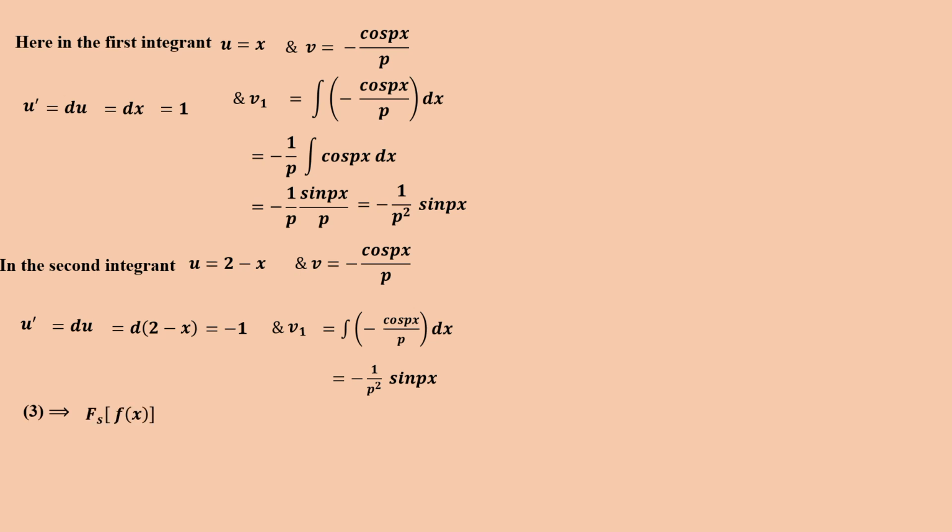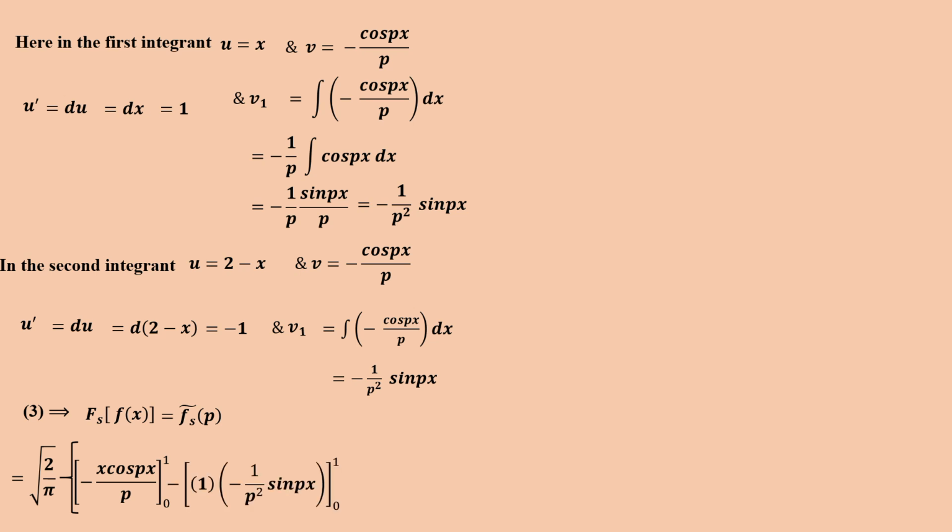So equation 3 implies the Fourier sine transform of f(x), f_s bar of p, is equal to root 2 divided by pi. For the first integral we use Bernoulli's formula, uv: x into minus cos px by p, that is minus x cos px by p, with limits 0 to 1. Then the second part, minus u dash v1, that is minus 1 by p square sin px, from 0 to 1. So the first integral is over.